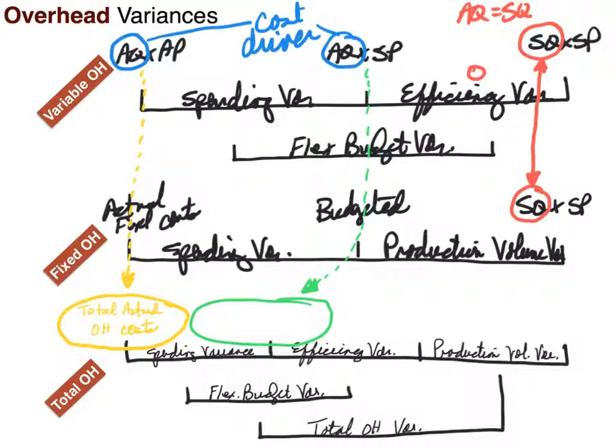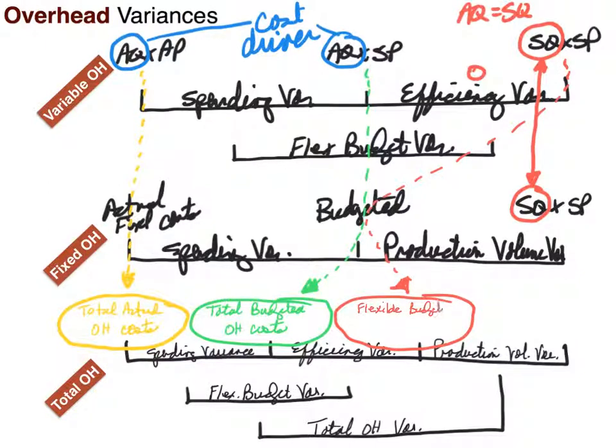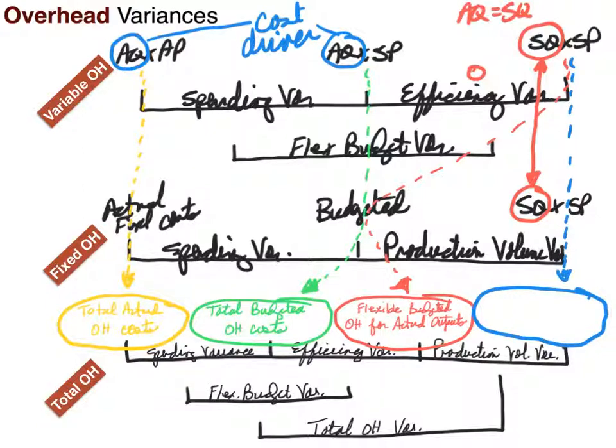So both peg 2s. And that is called your total budgeted overhead costs. Peg 3 is equal to peg 3 of variable plus peg 2 of fixed. And this is called your flexible budgeted overhead for actual outputs. And the last peg is equal to peg 3 of variable, peg 3 of fixed added together. And that is called your standard overhead allocated to production.